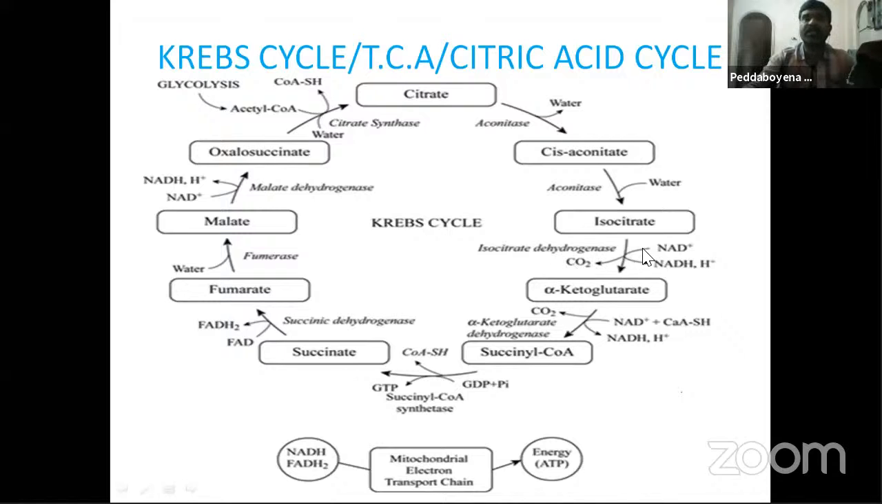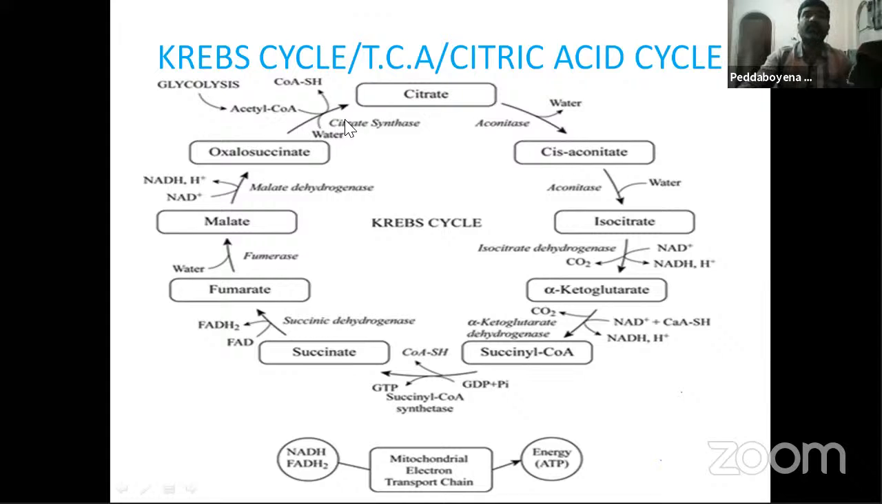Carbon dioxide is removed, and NAD plus is reduced to NADH plus H plus. So this is the first oxidation reaction. You notice that this is the first oxidation and first decarboxylation. Remember it well. So isocitrate is converted into alpha-ketoglutarate, or alpha-ketoglutaric acid. It is catalyzed by which enzyme? Isocitrate dehydrogenase. Here you are observing oxalosuccinate as an intermediate.